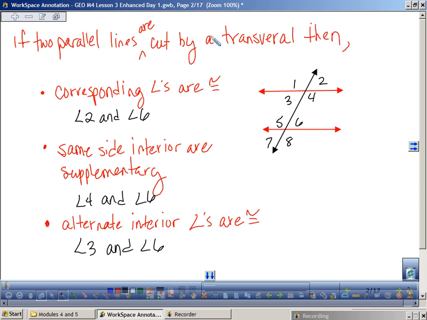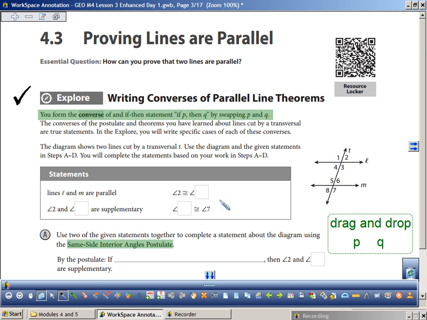Let's do another one. If two parallel lines are cut by a transversal, then same side interior are supplementary. Do that one backwards. Then it's said a little bit differently. If two same side interior angles are supplementary, then two lines cut by a transversal are parallel. You're just going backwards. Okay, let's work with that. That's what all this says.